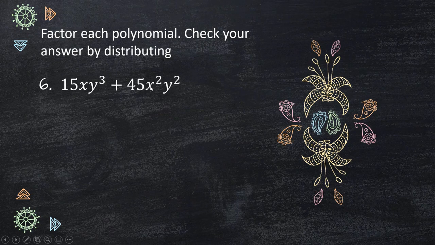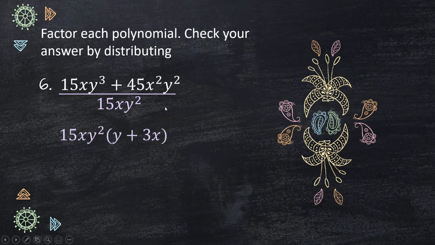So then we move on to the variables. We have x to the first here, x to the second here. So they both have an x. And our GCF would be x to the first. Then we've got y cubed here, y squared here. So y squared would be part of our greatest common factor. So that's 15xy squared. Dividing those both by 15xy squared, we would have y plus 3x.